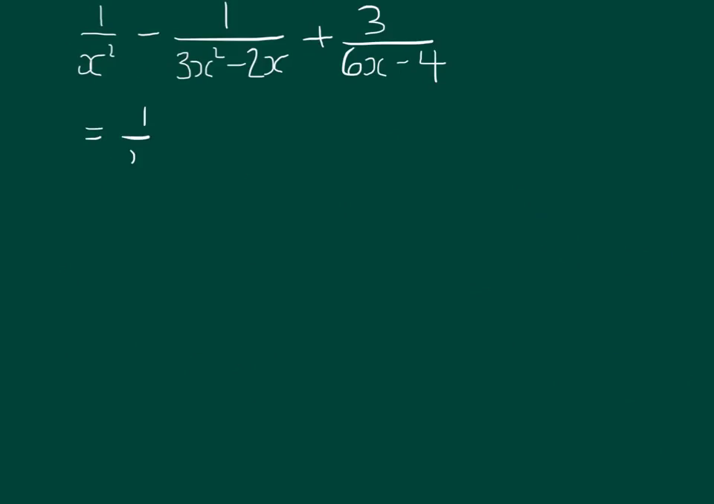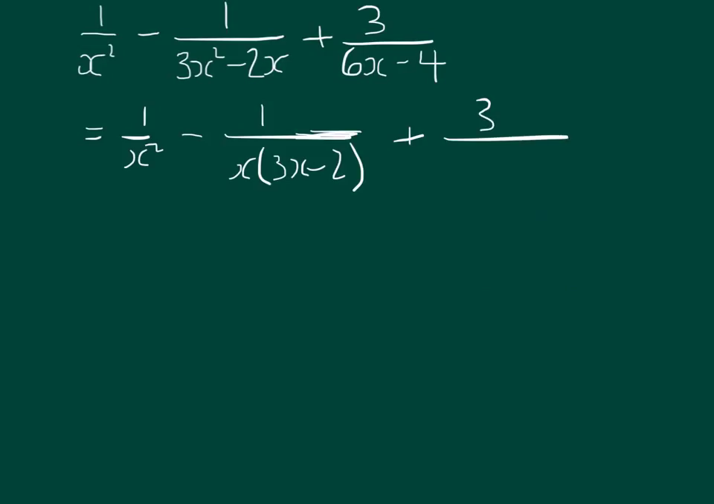Okay, factorize the bottoms first. Oh, that should be a minus. Minus 1 over x times 3x take 2 plus 3 over 2 times 3x take 2.